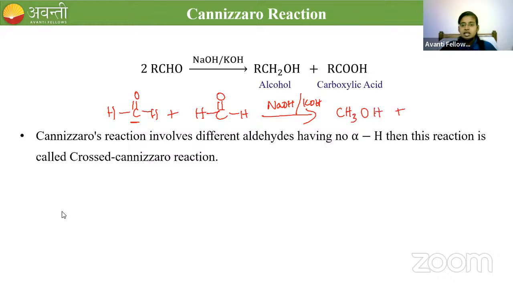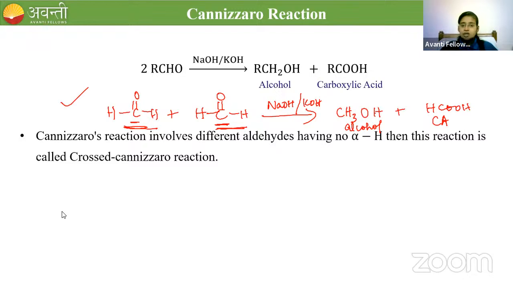This is the reduced product. Alcohol is the reduced product. The other one will be the oxidized product. So the 1 carbon containing acid is HCOOH. This is called carboxylic acid, and the name of this compound is methanoic acid. So one carbon containing alcohol and one carbon containing carboxylic acid are formed from the formaldehyde. Since the two compounds that we are taking are the same, it is called Cannizzaro.